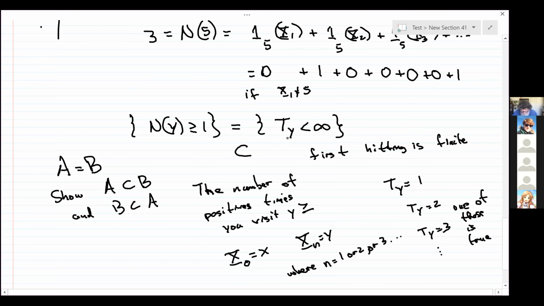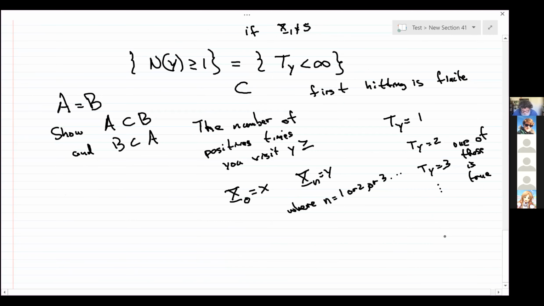Why? Because that's what this says. The time it takes to first hit Y is finite, which means it has to be either time 1 or 2 or 3 or something like that. Suppose, just for argument, the time it takes me to first hit Y is 10. So suppose this isn't true, and this isn't true, and this isn't true. None of them are true until I get to time 10, and that's the time I first hit Y. So that's something in here.